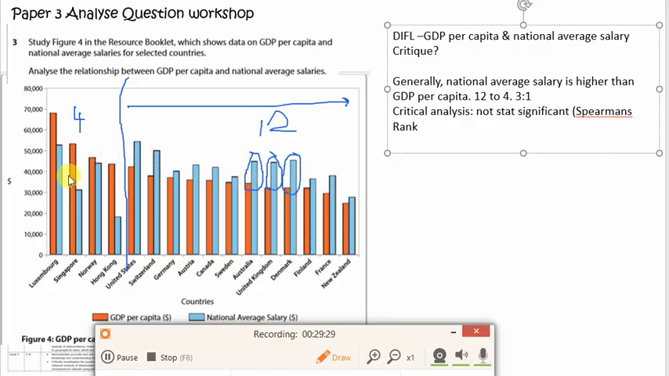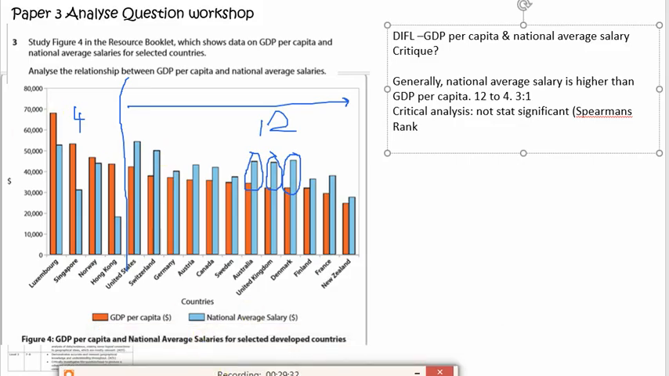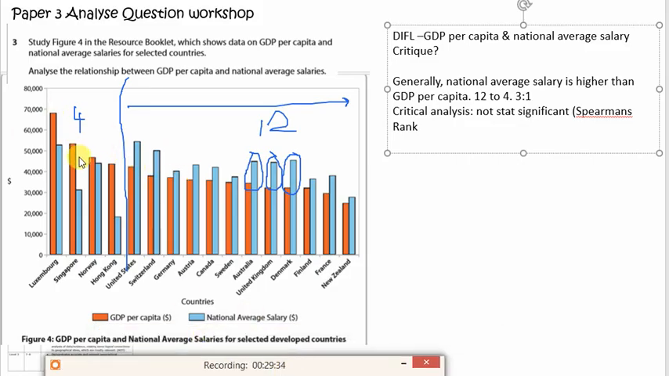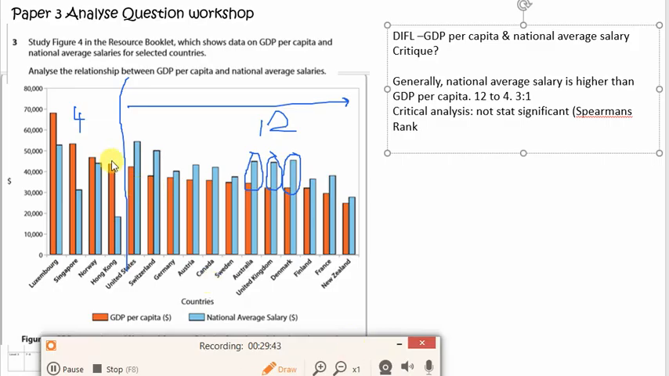Right, if we have a look on this side then. Which is the country with the biggest gap? Hong Kong, definitely. It's got a big gap between GDP per capita and national average salary, which is a lot lower. Same for Singapore as well. So Hong Kong and Singapore, there's a real difference in there. Whereas Norway, similar. All right, so that's another part. Luxembourg's quite similar as well.